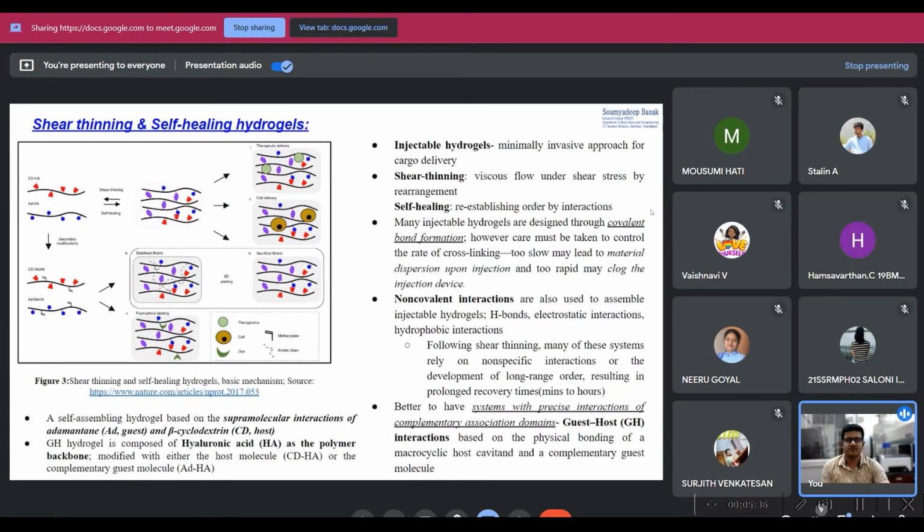Then we also studied shear thinning, self-healing hydrogels. We studied how the shear thinning mechanism works: as shear is applied, the polymer molecules rearrange, and therefore the shear thinning property comes. It is applied for injectable hydrogel systems, or specifically in 3D bioprinting. Remember the bio inks that we prepare there: the shear thinning property is very important, right? So we also studied shear thinning.